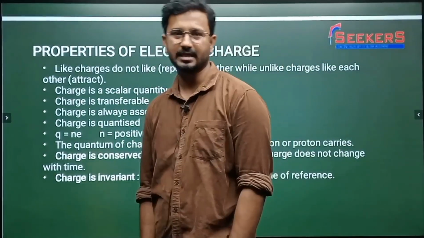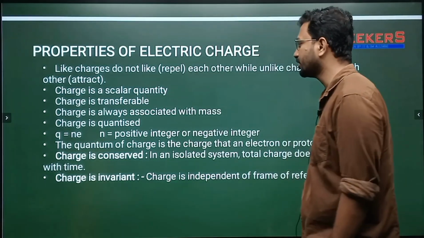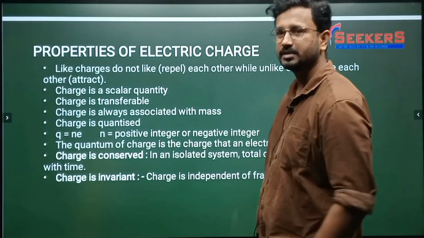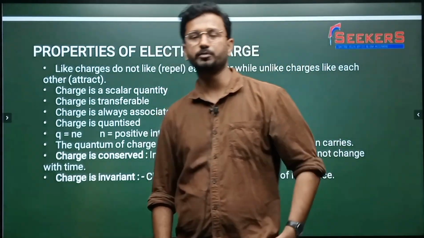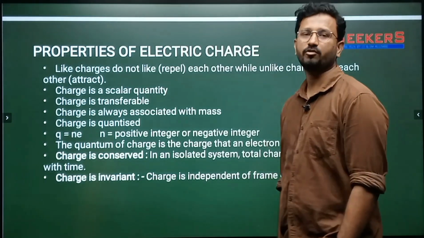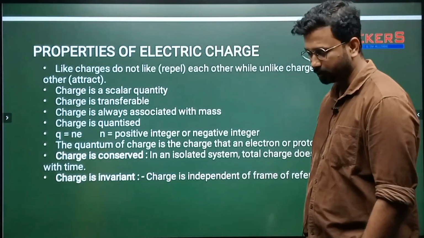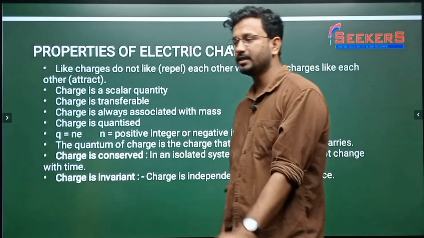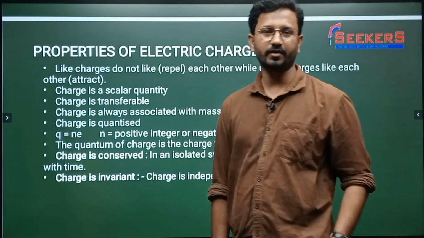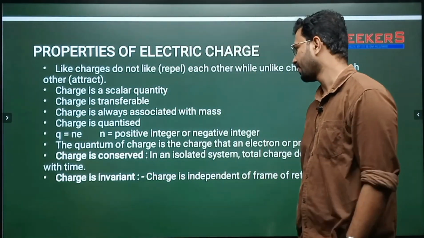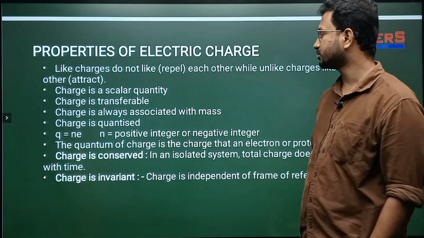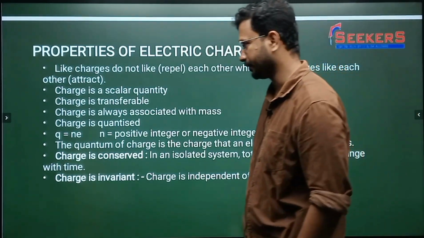First of all, charge is a scalar quantity, as you can see in the first point. Charge is transferable. Transferable means you can transfer charge from one object to another. If electrons are transferred from one object to another, negative charge decreases on one and increases on the object to which the electron is transferred. Charge is always associated with mass. Charge is quantized. This one is important.